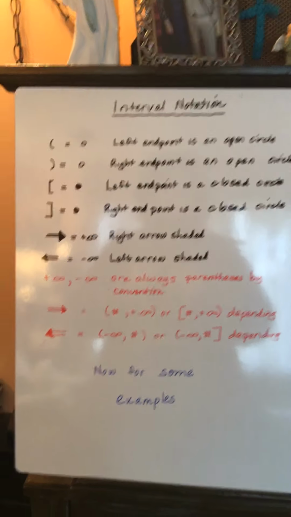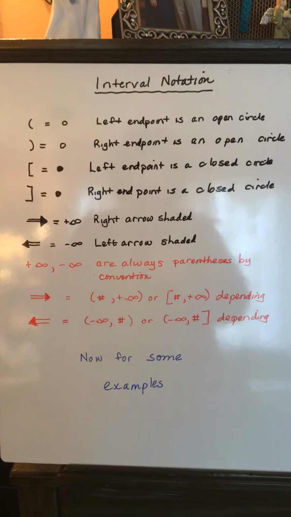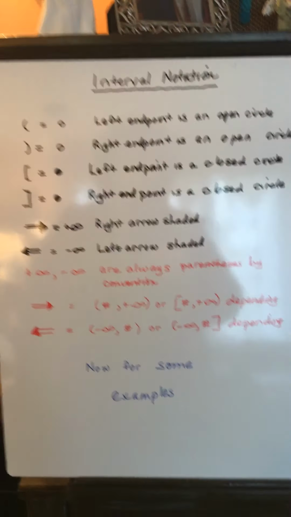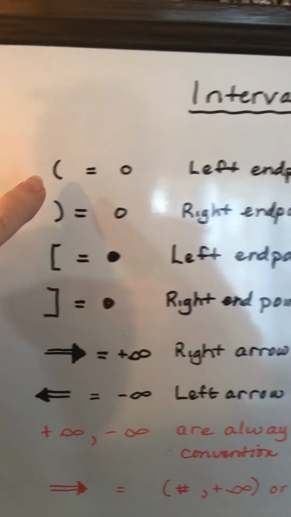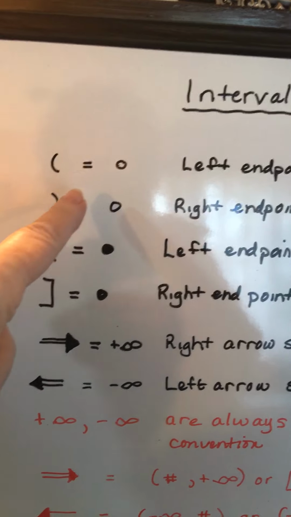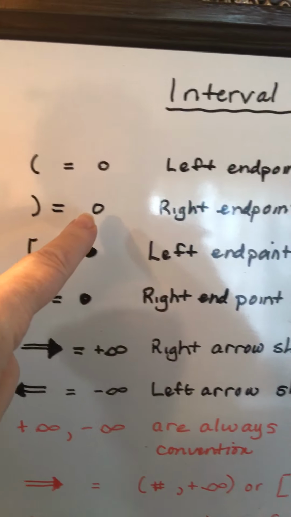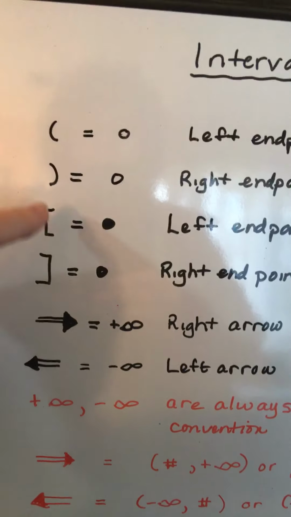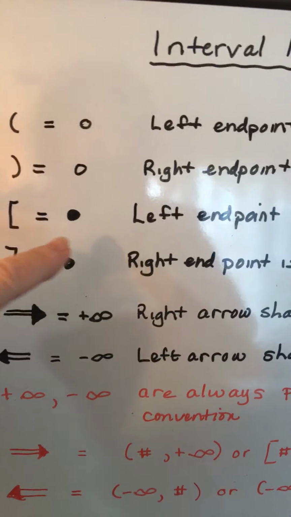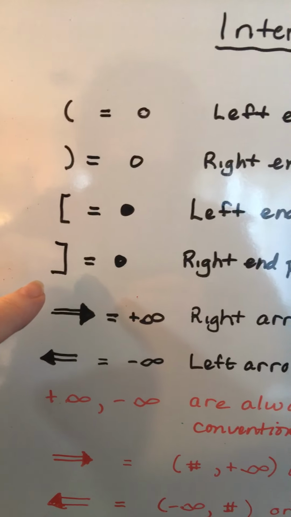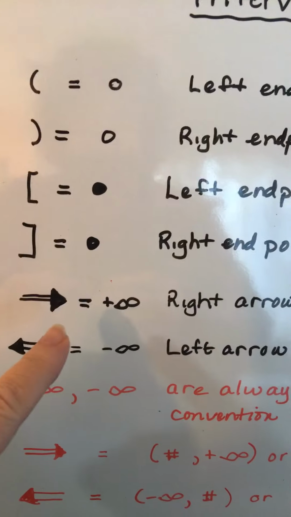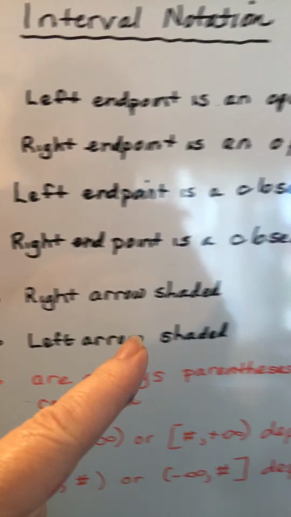Okay, we're going to begin interval notation, and now this is strange. You're used to using open circles and closed circles, and what we're going to find out is that a parenthesis will be a left endpoint when you have an open circle. A parenthesis like this will be a right endpoint when you have an open circle. We use brackets when they're closed, so the left endpoint will look like this and the right endpoint will look like this.